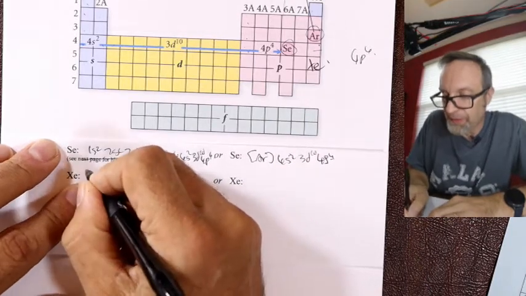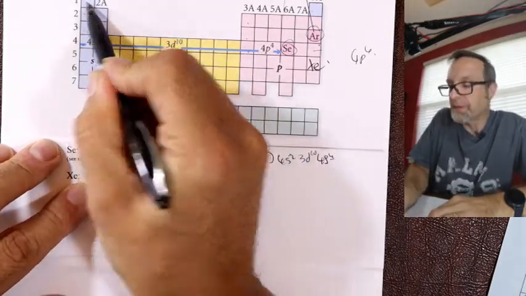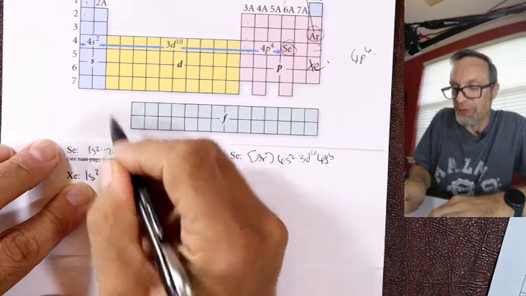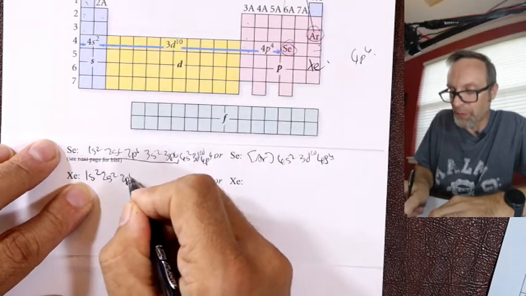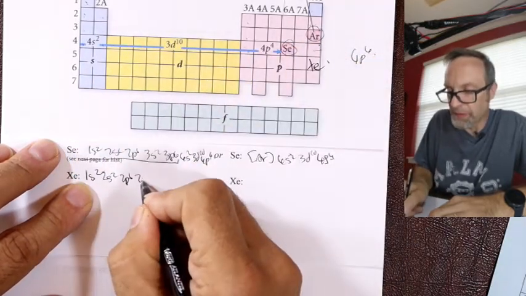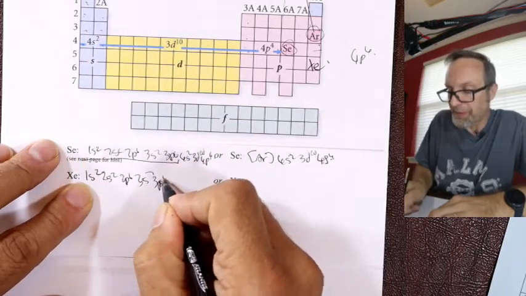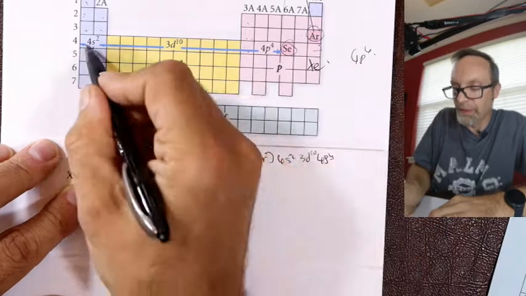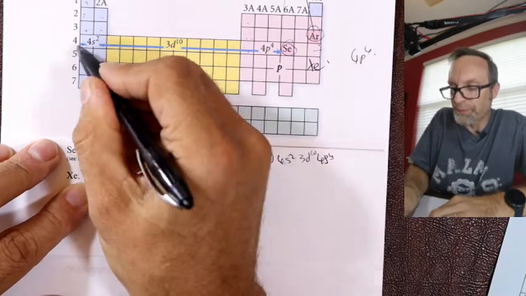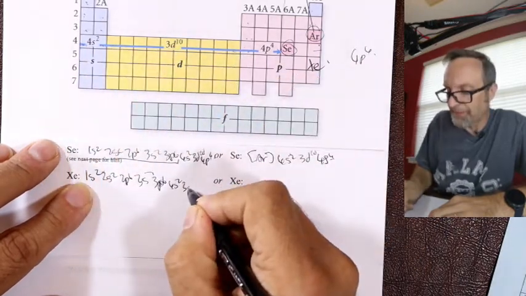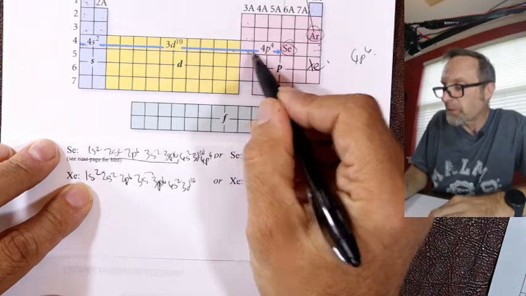1s2, 2s2, 2p6, 3s2, 3p6 to argon. Okay, 4s2, 3d10, 4p6.